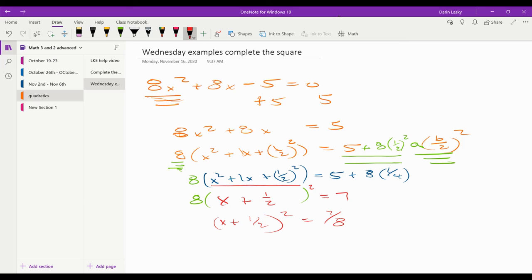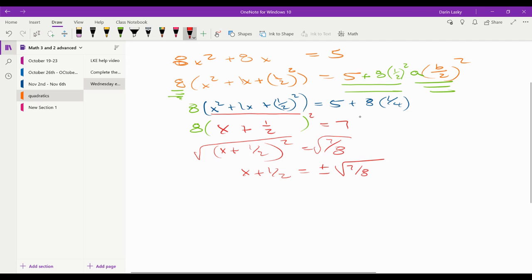And now I take the square root of both sides because I got to get rid of this square. So I take the square root of both sides. After I take the square root of both sides, I'm left with x plus 1/2 equals plus or minus the square root of 7 over 8. Now what I can do is just solve for x. So I'm going to get x equals, I subtract 1/2, negative 1/2 plus or minus the square root of 7/8. And now you can use your calculator to simplify that piece.